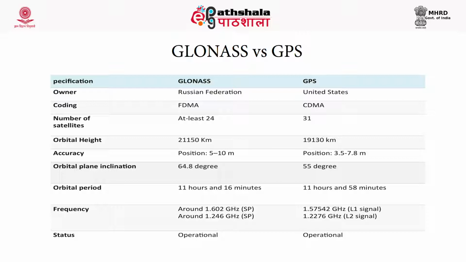The orbital height of these two systems is more or less comparable, with GLONASS being at 21,000 kilometers altitude and GPS at 19,000. The accuracy is also comparable, with GLONASS between 5 to 10 meters and GPS between 3.5 to 7.8 meters. The orbital plane inclination of GLONASS is 64.8 degrees, while GPS is 55 degrees. The orbital period of Russian based GLONASS is about 11 hours and 16 minutes, while that of GPS is 11 hours and 58 minutes. Currently, both of these are operational.